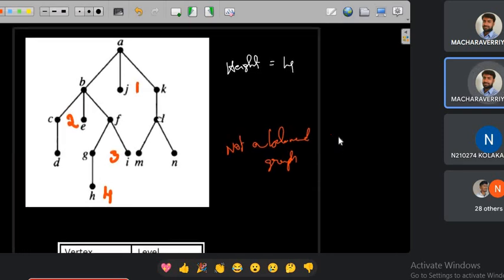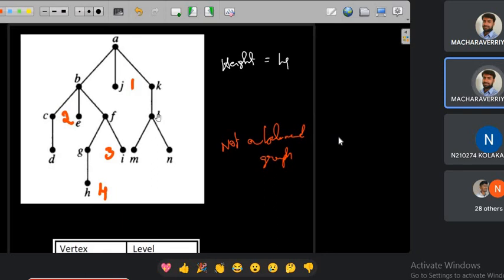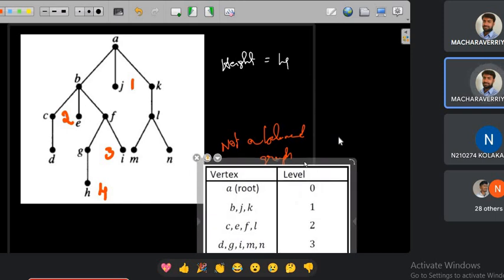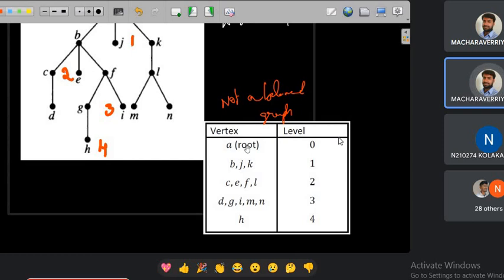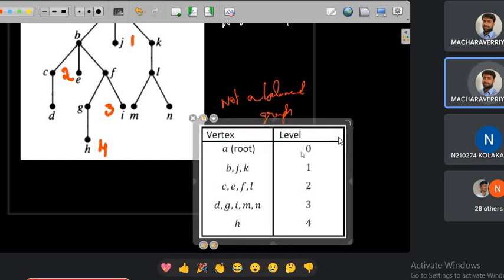So you already know height of the tree. I hope you can write level of each vertex. When you are asked to write the level of each vertex, this is how you need to write. You create a table like this, a vertex. For root, level is 0 anyway, and you write the vertices which are at level 1, 2, 3, 4. So this is how you need to answer the question. Now you can pick up maximum among these. The maximum level is 4, therefore height is 4.